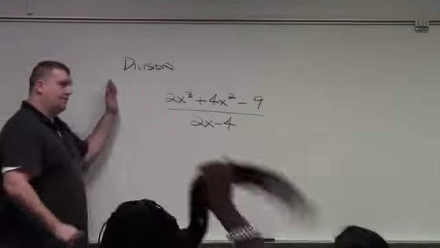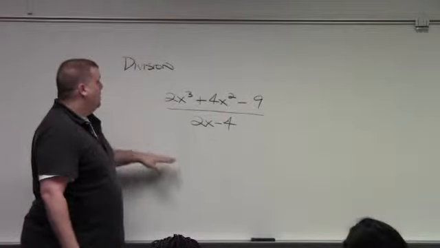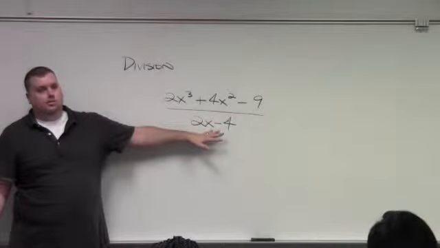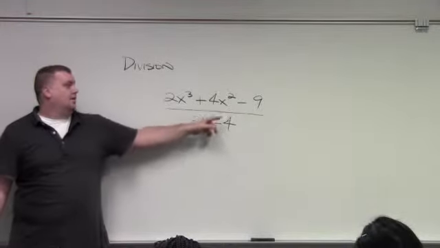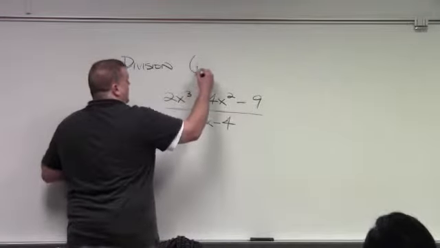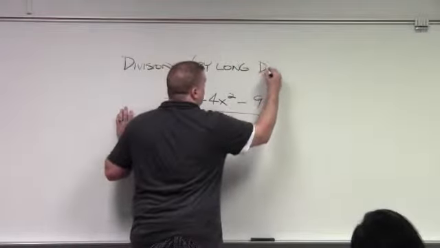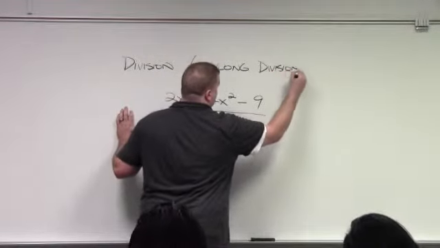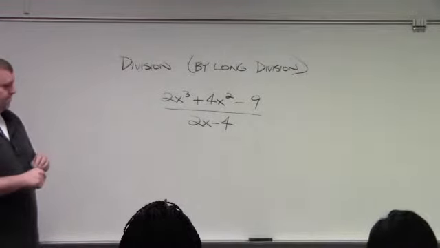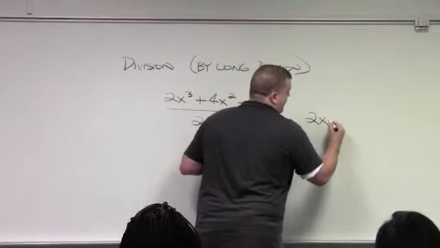Now, if this just said divide, this one's going to be division by long division. But how do we know we can't do what we just did? It is a binomial on the bottom. It looks different. It's not a single term on the bottom anymore. I'm sure your teacher will say divide by long division. So how would we set that up? So 2x minus 4 on the outside, right?